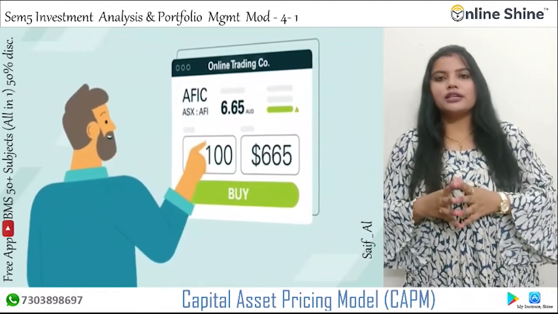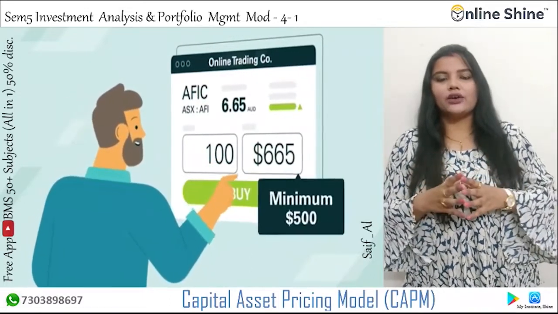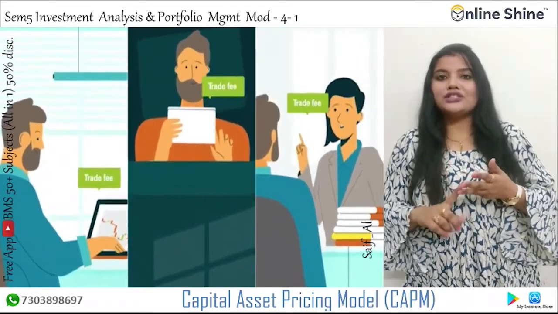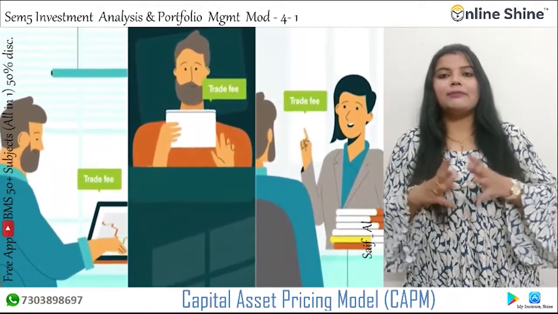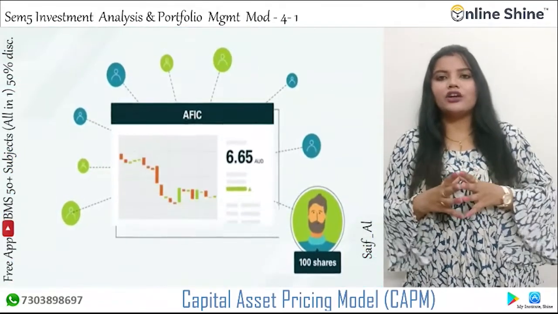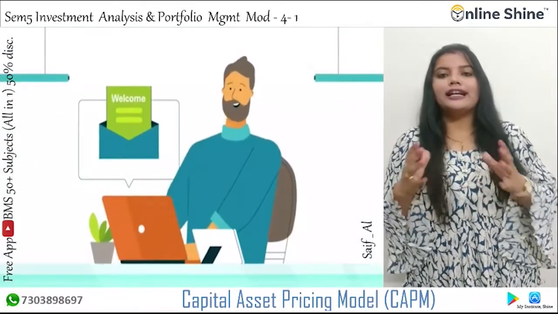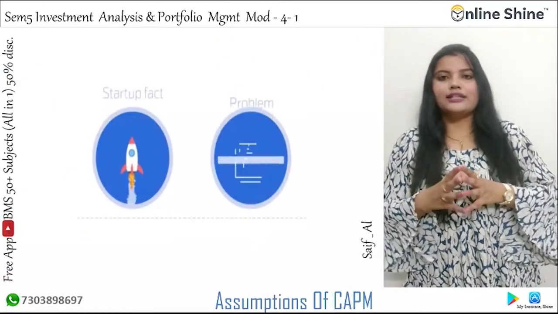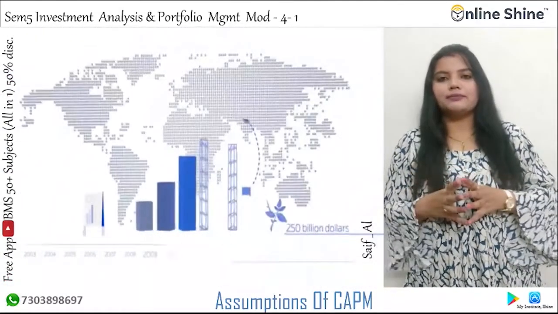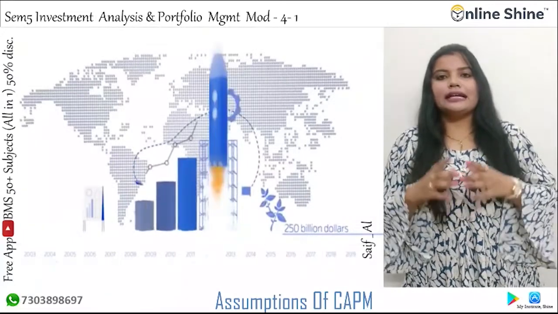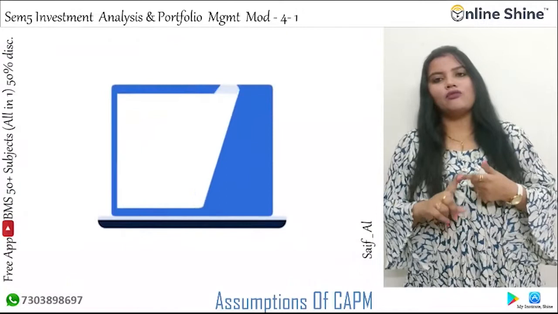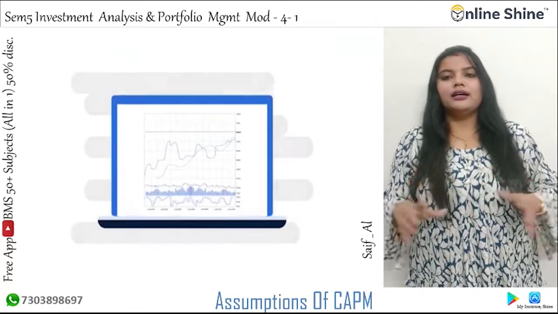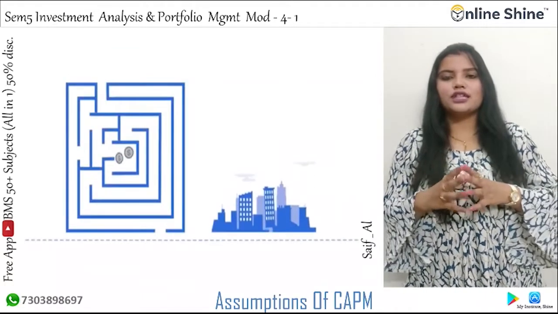The model was introduced by Jack Treynor, William Sharpe, John Lintner and Jan Mossin independently, building on the earlier work of Harry Markowitz on diversification and modern portfolio theory. Now, next topic is assumptions of CAPM. CAPM is an equilibrium model of the trade-off between expected portfolio return and unavoidable risk. There are following assumptions of CAPM.